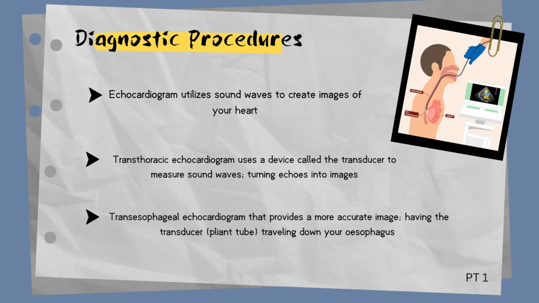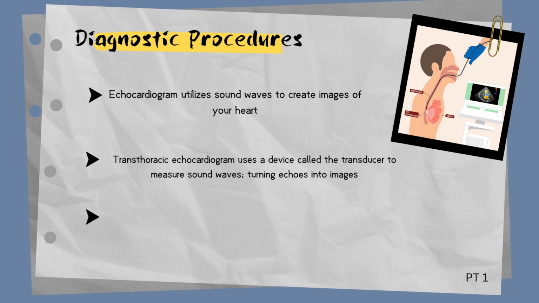Or the transesophageal echocardiogram, if your doctor requires a more accurate image of your heart. This is done by taking medications to numb your throat before the transducer, attached to a tube, travels down your esophagus. Both echocardiograms detect your heart's speed and direction of blood flow.